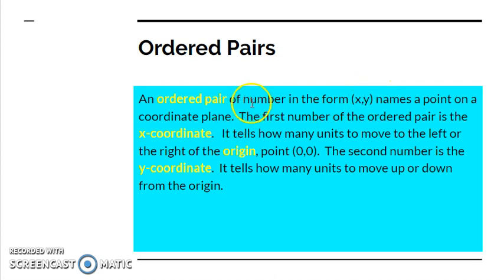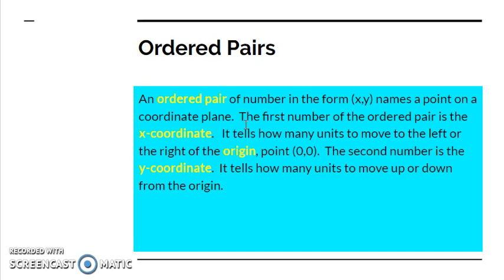I always state that Superman runs, so he's going to run on the x-axis first, and then he's going to jump either up or down on the y-axis. So x always goes first. The first number of the ordered pair is the x-coordinate. It tells you how many units to move to the left or to the right of the origin.